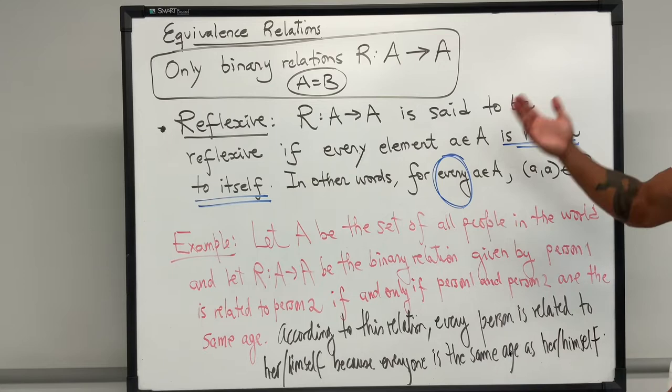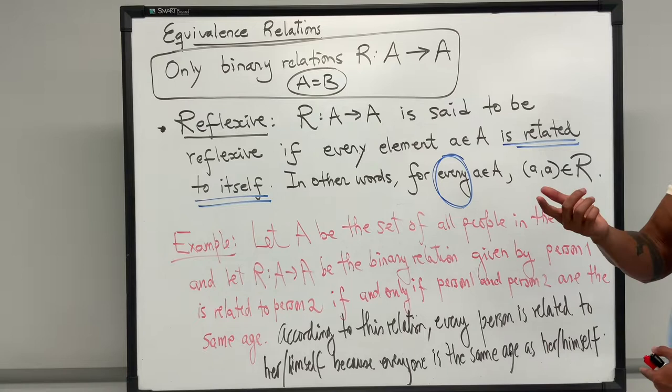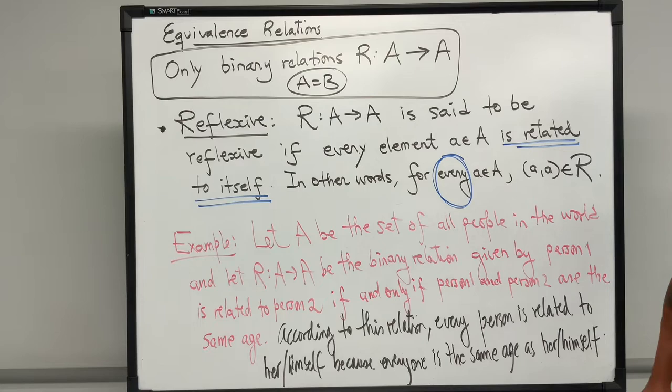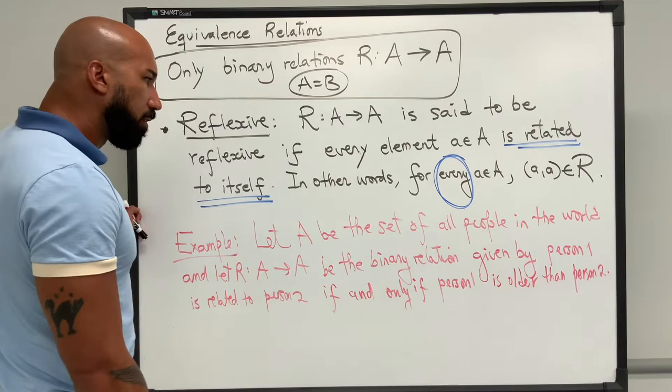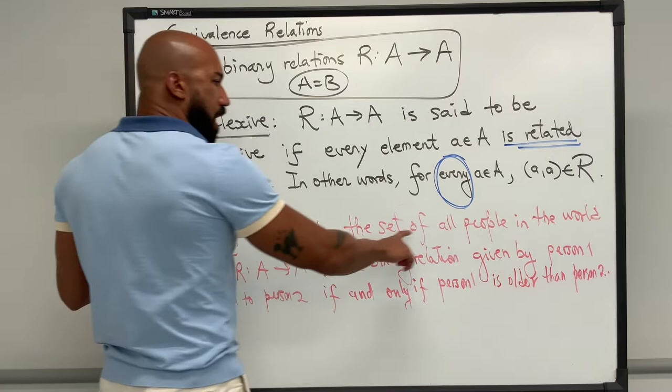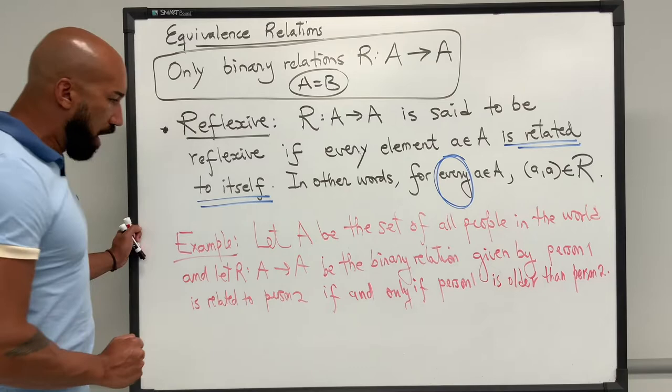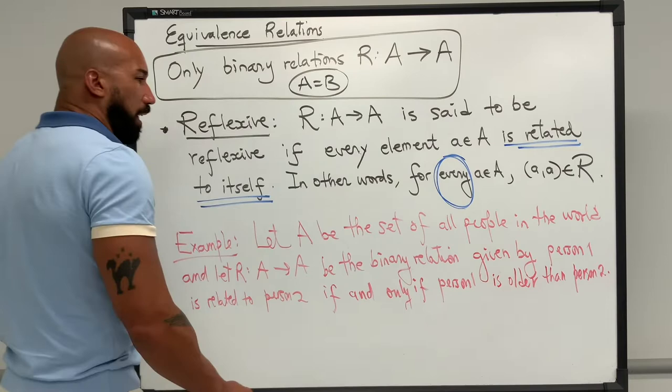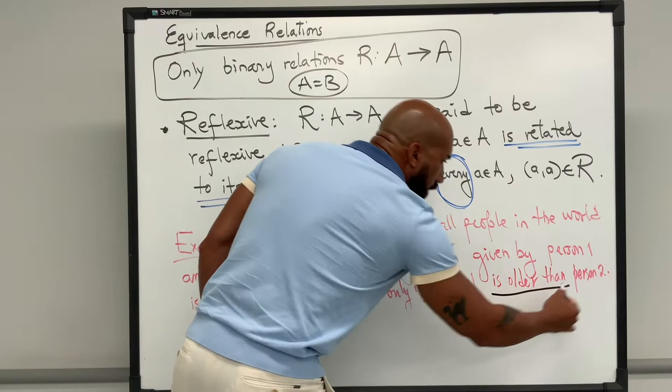All right. Now I'm going to give you an example of a binary relation that fails to be reflexive. Let's consider just a slight modification of the previous example. The set A is the set of all people in the world, and let's consider the binary relation R from A to A, establishing that person one is related to person two if and only if person one is older than person two. Is that okay?